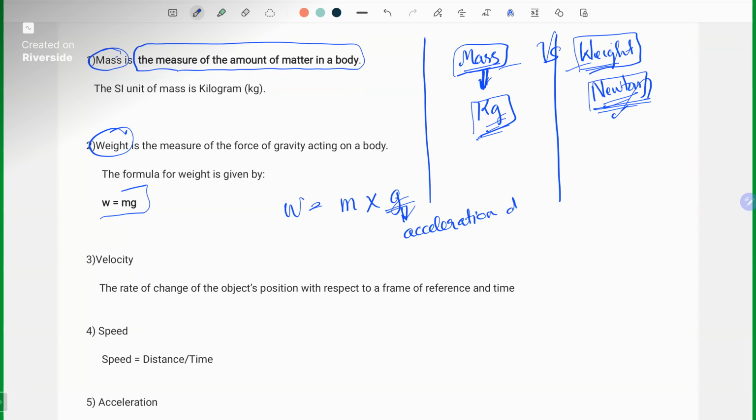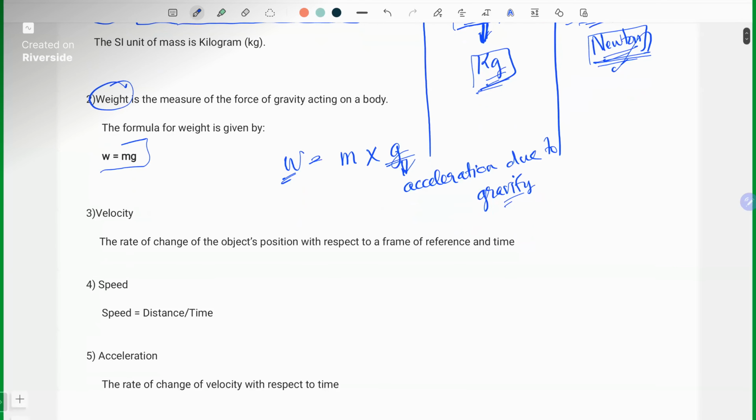Acceleration due to gravity, nothing else, it is the force of gravity by which an object with mass is getting accelerated more. A pulling force, that is the force of gravity basically. So when we multiply a mass with the acceleration due to gravity together, we'll get the weight.